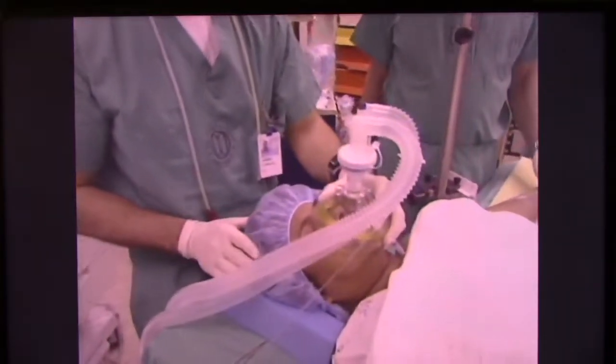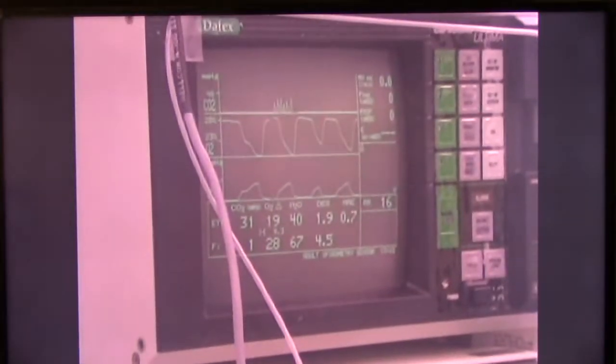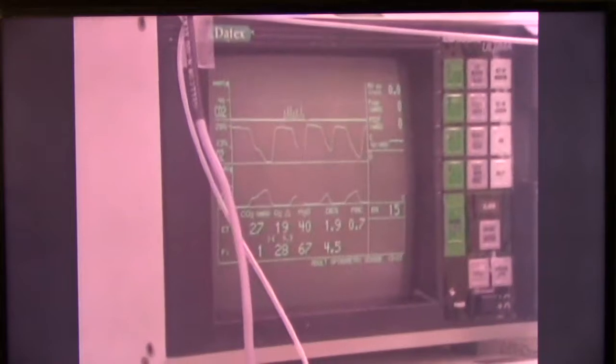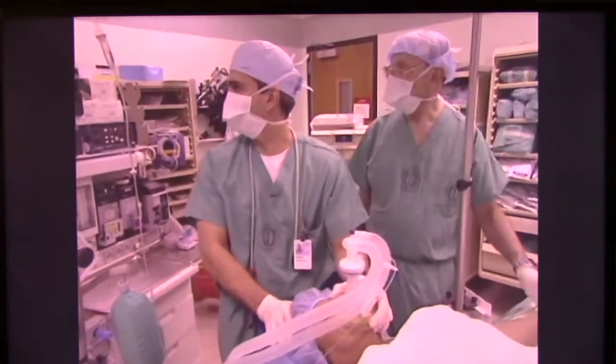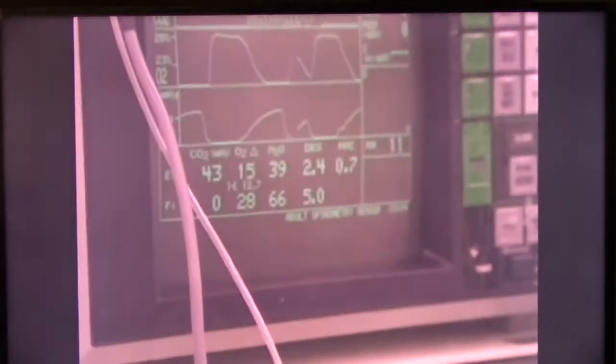You have a nice mask fit. So we're inducing anesthesia with nitrous oxide and desflurane. The nitrous oxide is at about 68% inspired and 45% end-tidal. The desflurane is at about 3%.